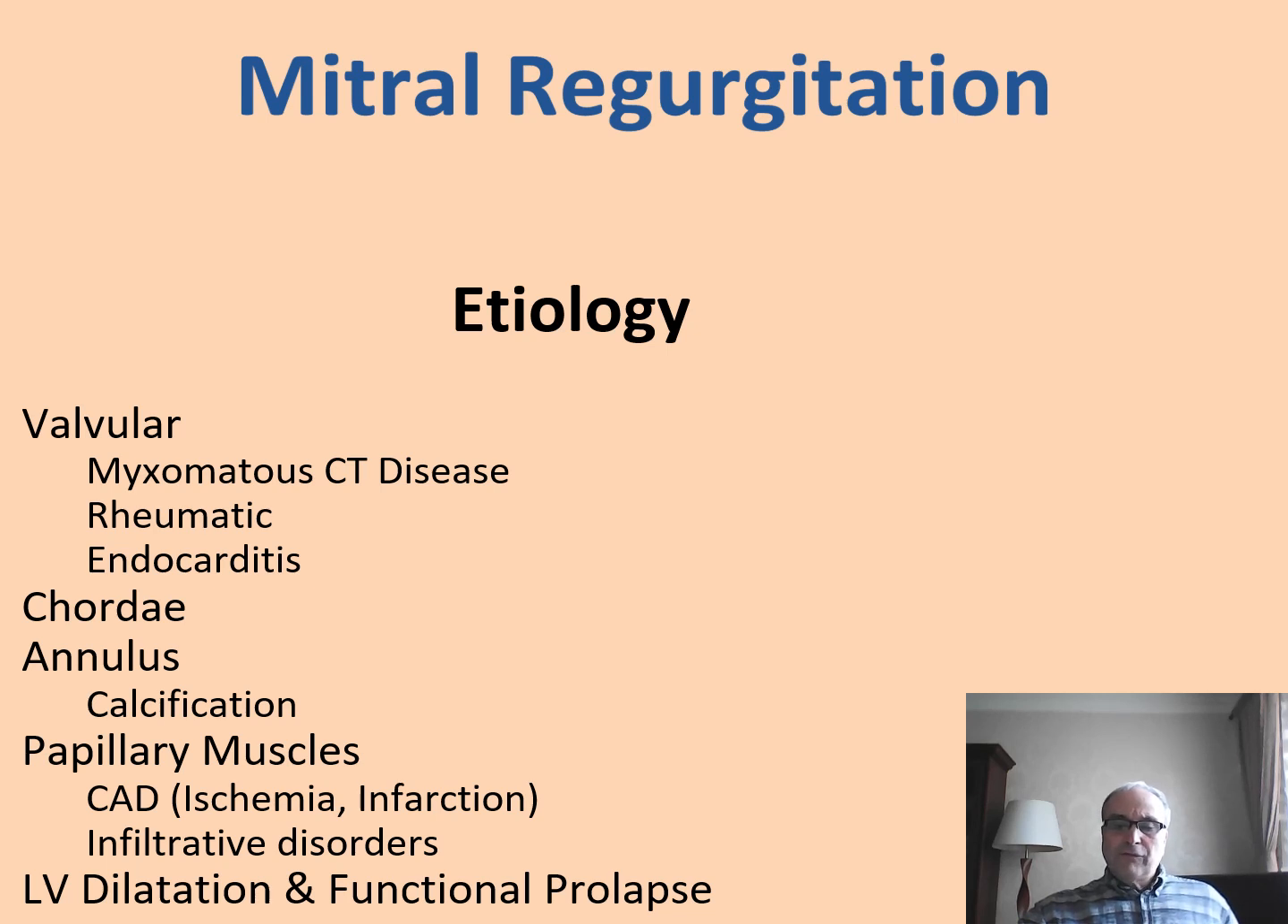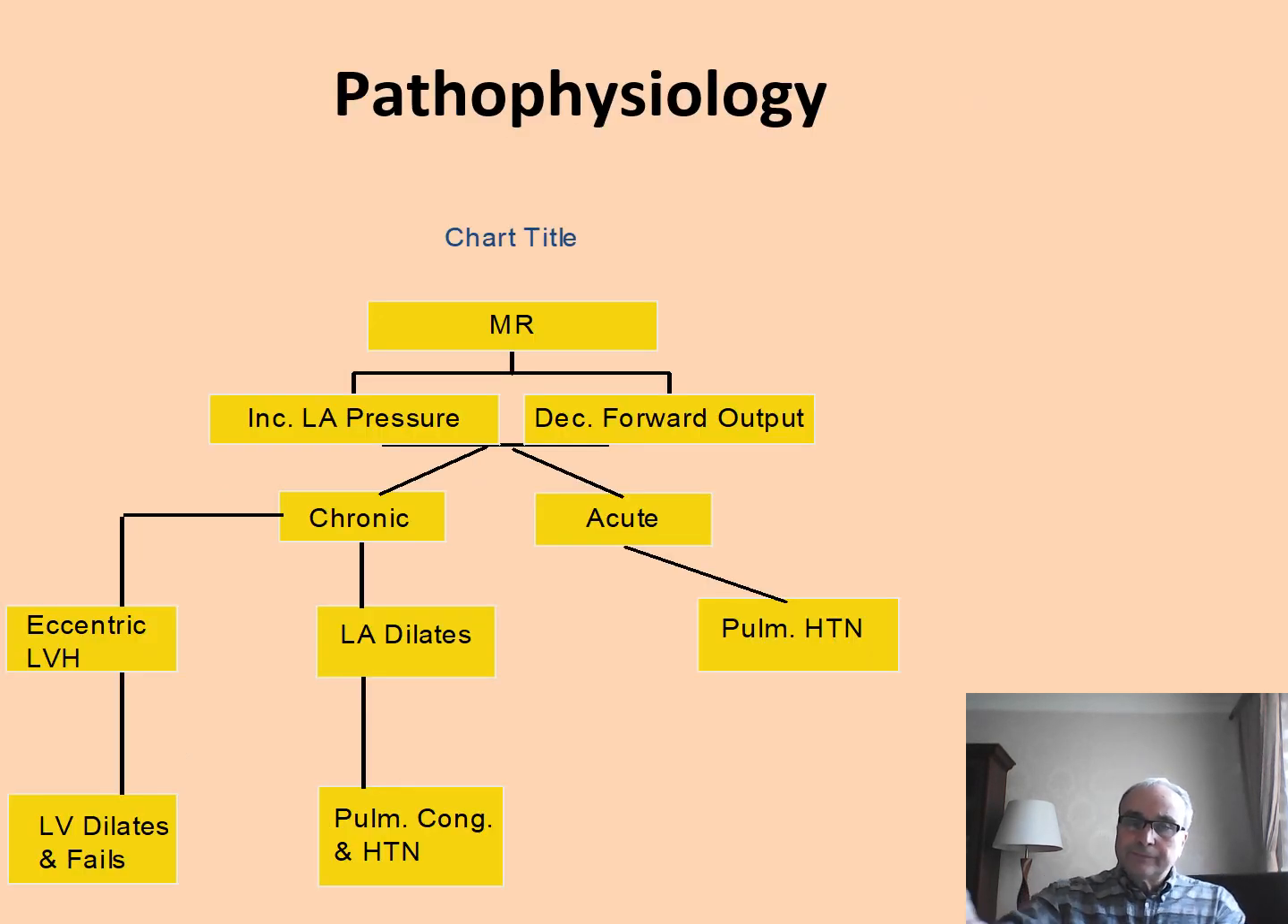Competence of the mitral valve depends on an integrated function of the mitral annulus, the valve leaflet, the chordae tendineae, the papillary muscles, and the ventricular wall. Incompetence can be caused by abnormalities of any of these structures. Rheumatic heart disease accounts for 45% of cases of mitral regurgitation.